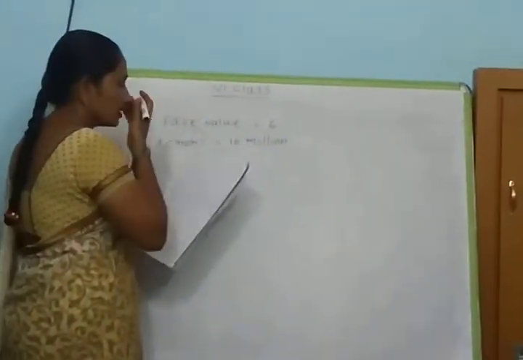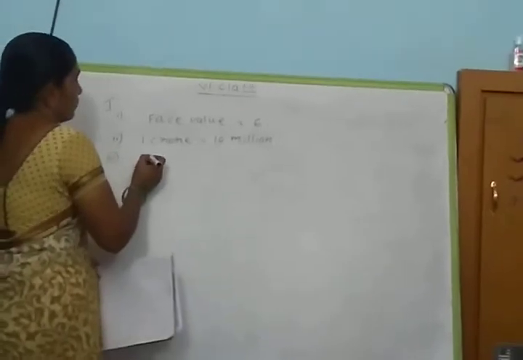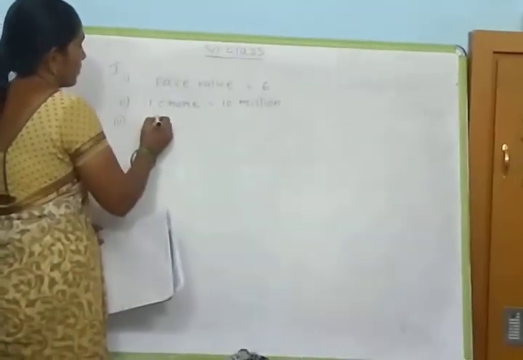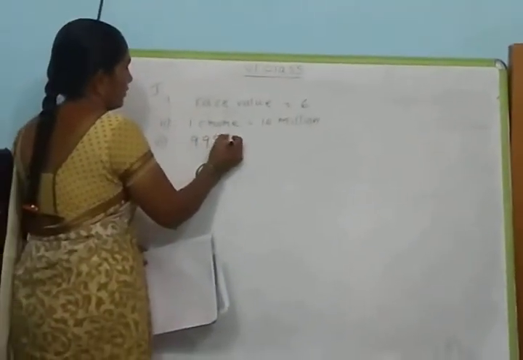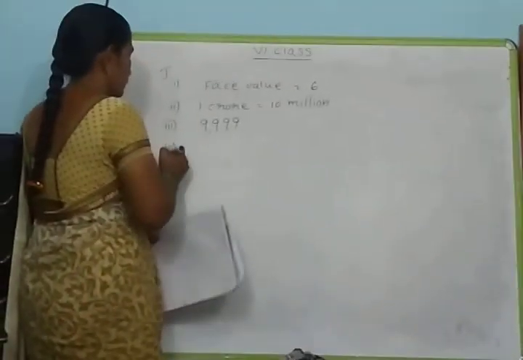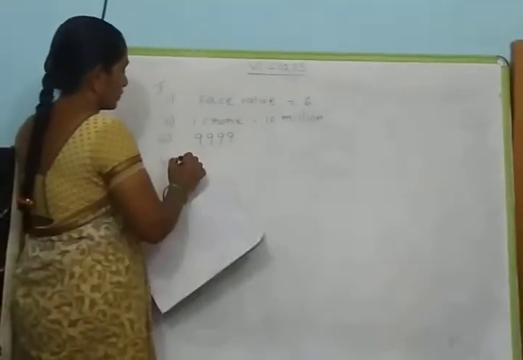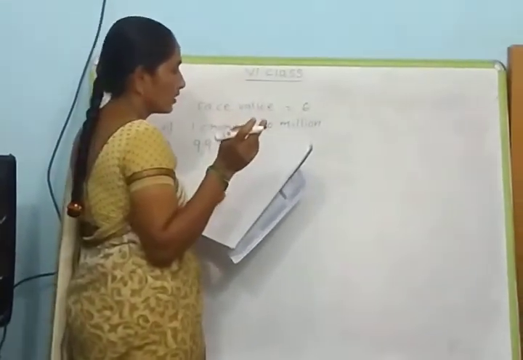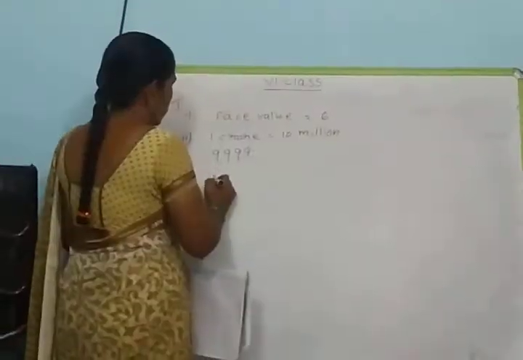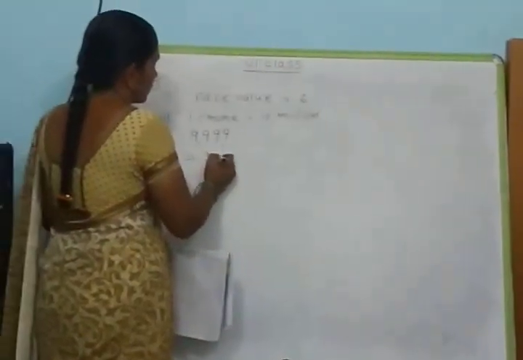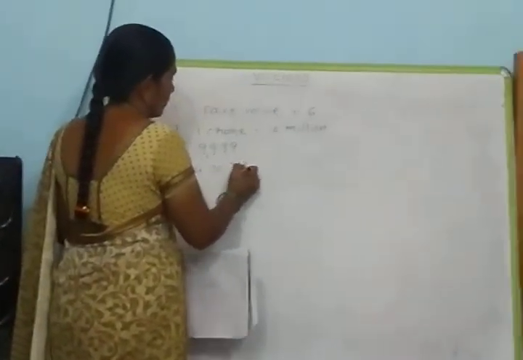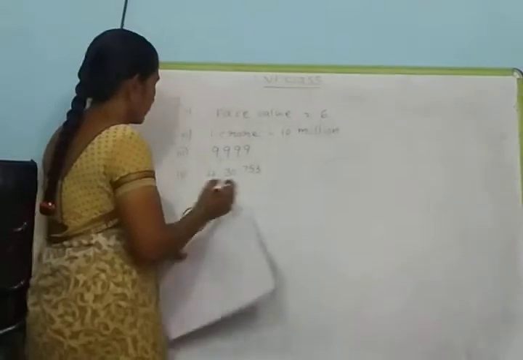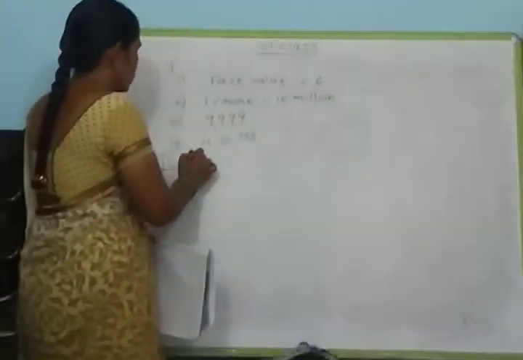Third one: largest 4-digit number. Which is the largest 4-digit number? 9999. Next, fourth one. Here I gave the expanded form of 4,30,753. In the second Roman, I gave 2 more questions.